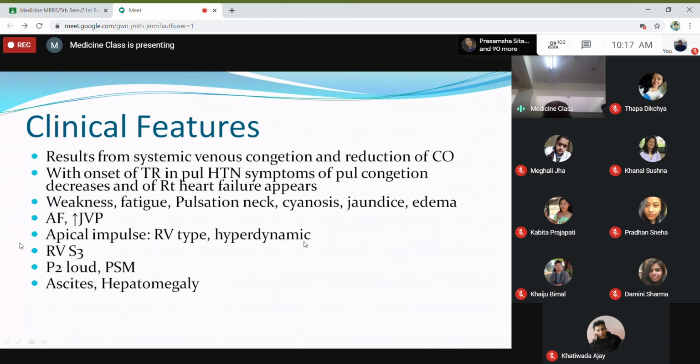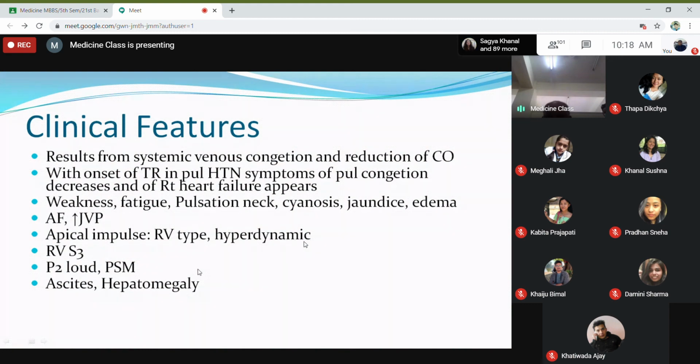There may be a right ventricular S3. P2 will be loud. There will be a pansystolic murmur in the tricuspid region, and the patient will have ascites, hepatomegaly, and peripheral edema may be present. So basically, these are the features of right heart failure. The patient has increased JVP, ascites, tender hepatomegaly, loud P2, and pansystolic murmur. There will be a left sternal heave as well. So these patients will present with features of right heart failure.